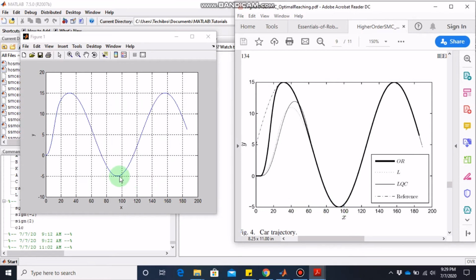And now that we have simulated the optimal controller, let us also add these other curves into our plot. For example, this is the ideal reference trajectory which is supposed to be tracked, and this is the trajectory due to other controllers. So let us try to simulate those as well.